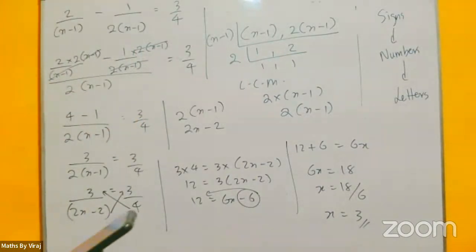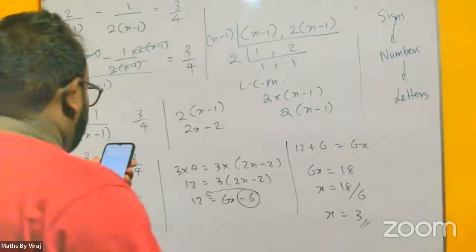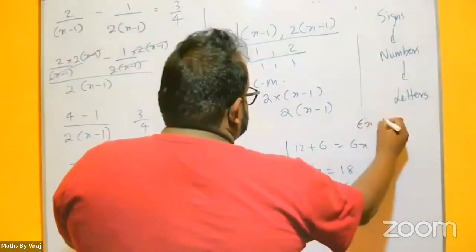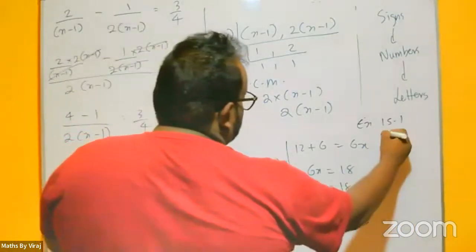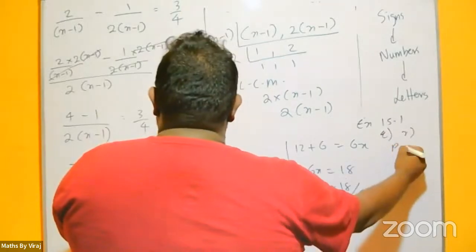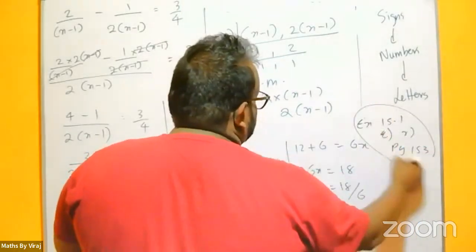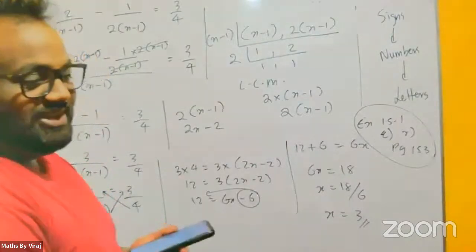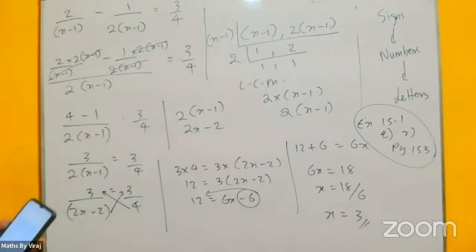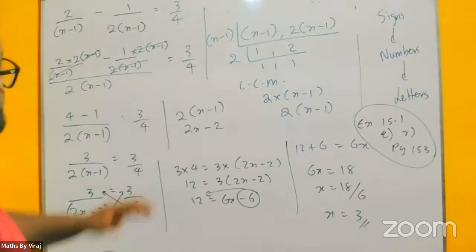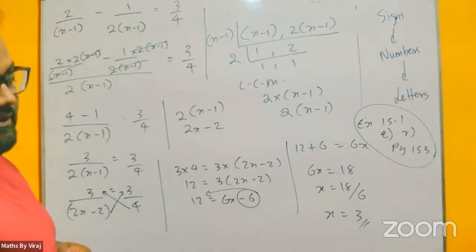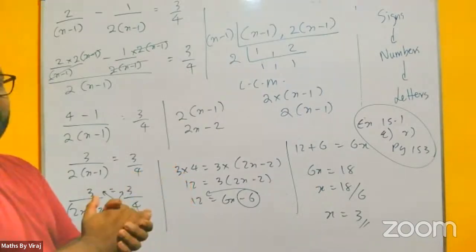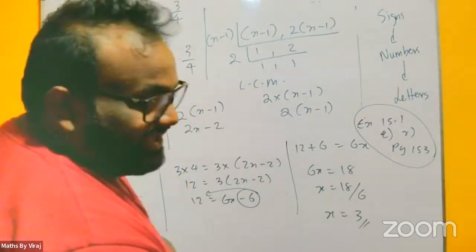Right. Okay. That being done, I want you all to do exercise 15.1, Q and R. The last two sums are on page 153. Do these two sums and show me. Okay. So again, what I need you all to know is that here, expand it, solve it, gradually do the sum, not everything at once. If you were to do everything at once, you wouldn't be able to do it. Okay? Right.